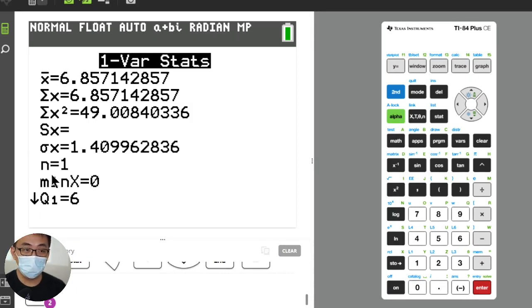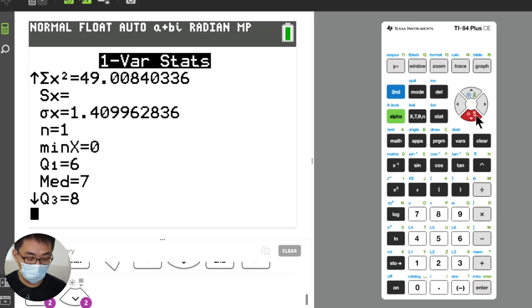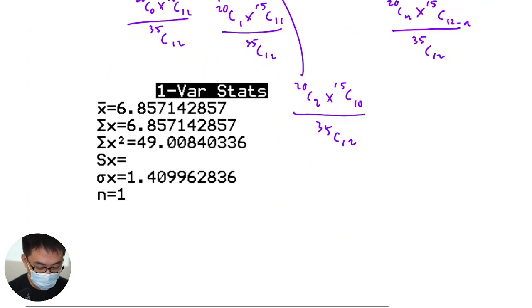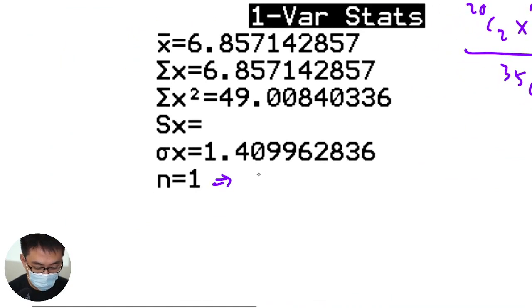Your mean is 6.857114. The variance, where's the variance? This is the sample standard deviation here, so you just need to square it. Let me take this down. Just a recap: this is the summation of all the p's, make sure it is 100%, so this is 1.